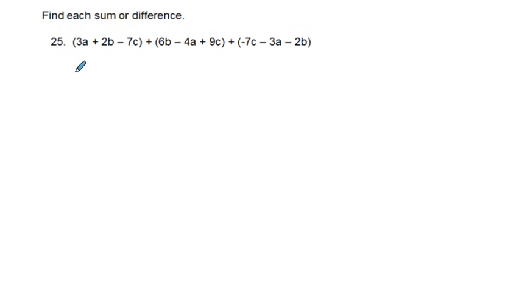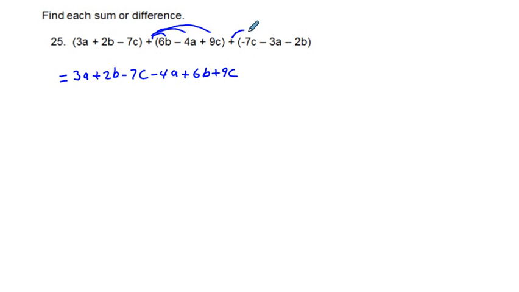Here we have the variables a, b, and c inside each set of parentheses. So I'm going to rewrite this here. The first set is 3a plus 2b minus 7c. And then for the second set, we're going to distribute that plus sign to all terms inside. I'm going to rewrite these in a little bit of order here. Plus, we have minus 4a plus 6b, and finally plus 9c.